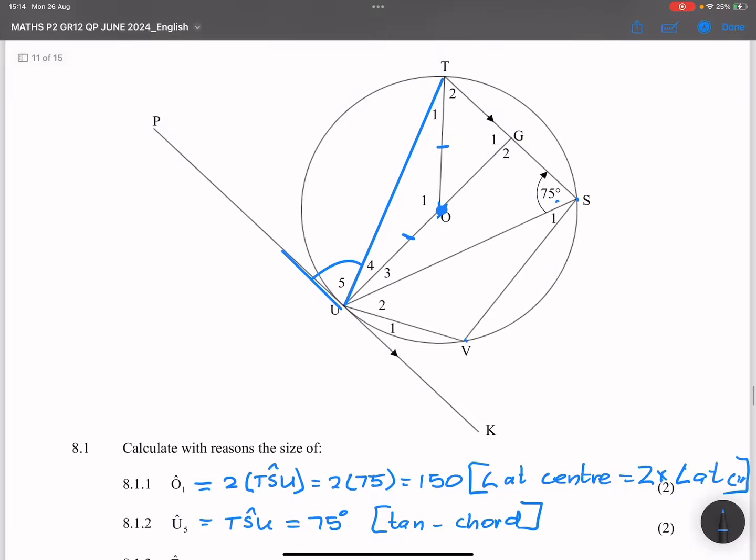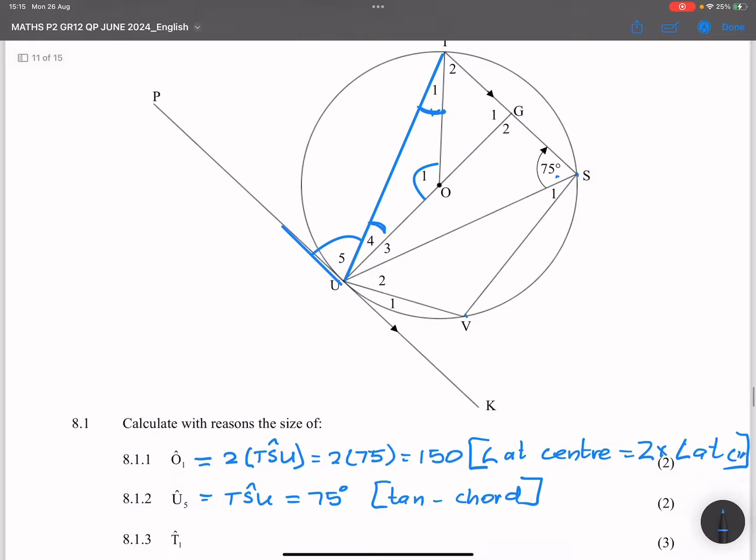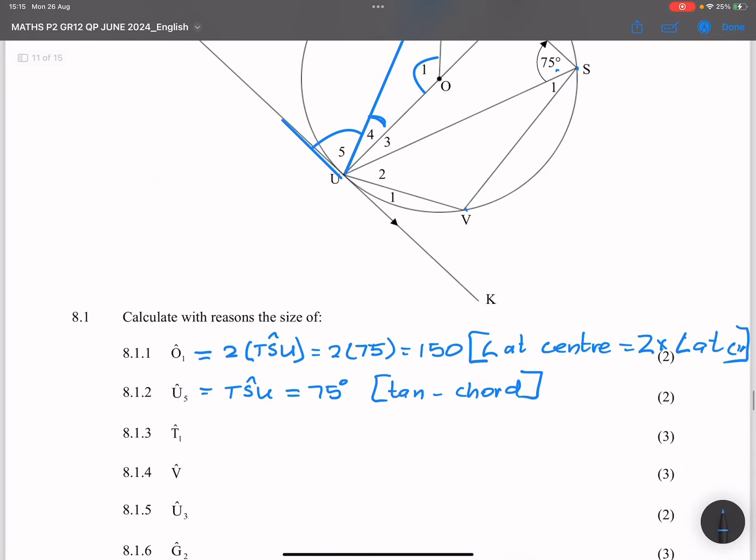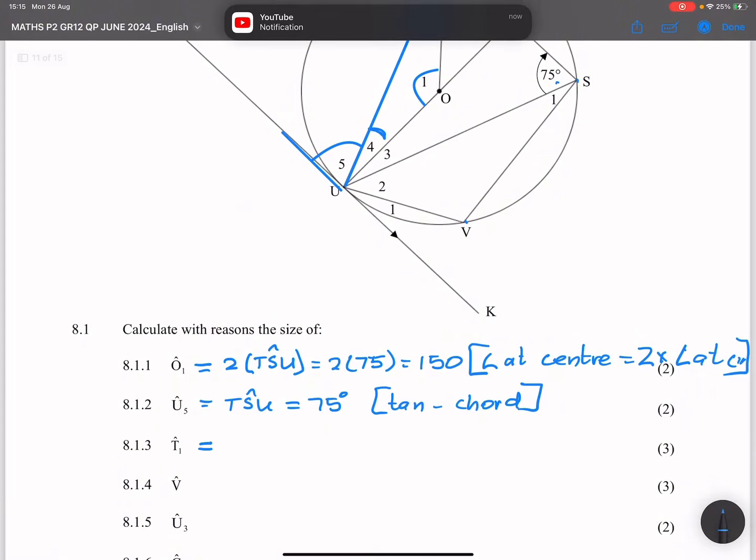Then we look for angle T1. Ladies and gents, we already found that this angle here is 150. And you'll notice that T1 and U4 are equal because of those equal radii. So if angle O1 is 150, we take the sum of angles in triangle TOU. That would be 180 minus 150, which would give us 30 degrees. If we divide that between those two angles, that gives us 15. So I'm going to say T1 is equal to 15 degrees.